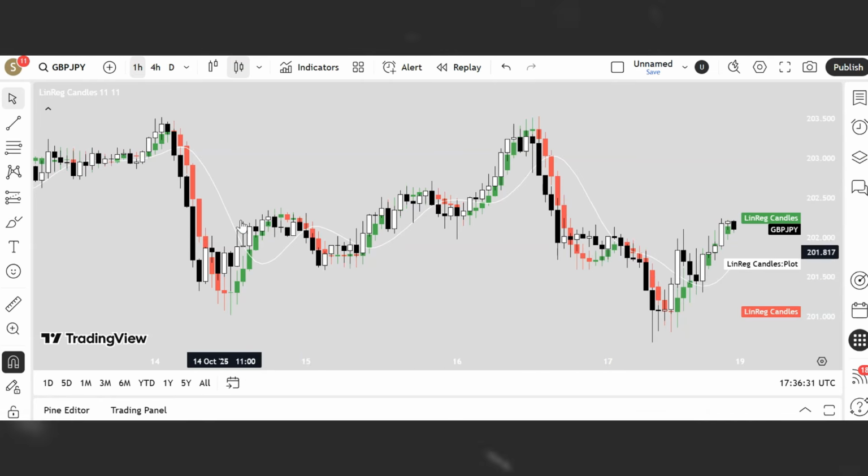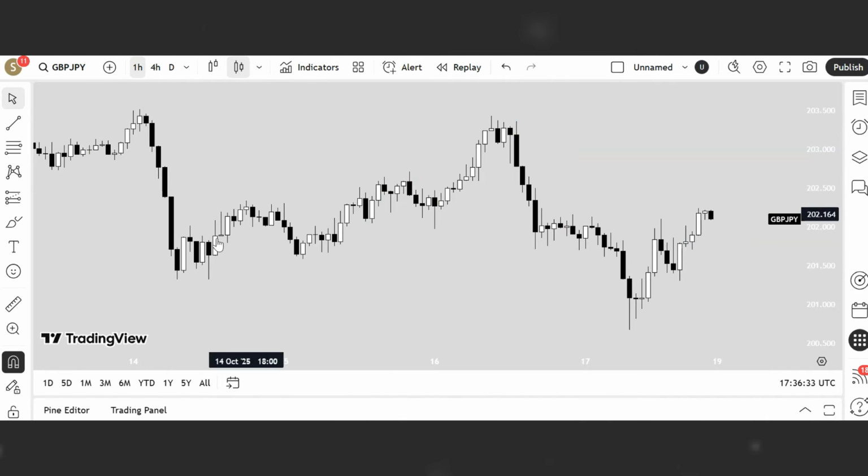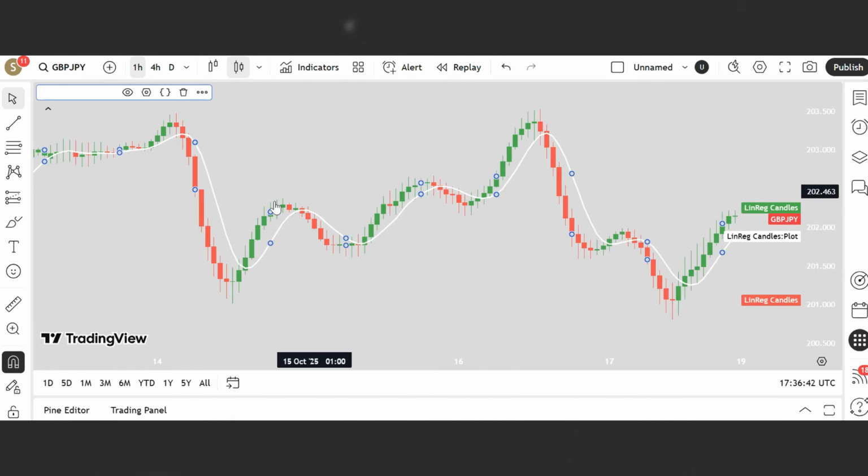Let me show you the differences. Look at your normal candlesticks. See how choppy they are. So many small candles make it hard to find the real trend. Now look at the linear regression candles. Smooth, continuous green candles in uptrends and red candles in downtrends. Much easier to see the trend, right?